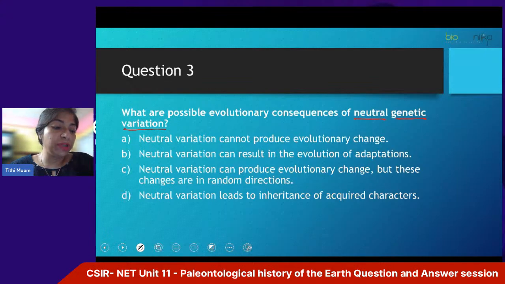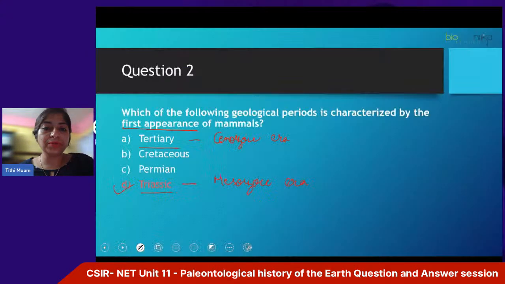Okay, Richa, but period is asked. Just a minute, guys, let me show the previous question. Yes, Triassic is a period. Tertiary is a period, but Tertiary is a period of the Cenozoic era. Remember, the Cenozoic era has two periods: Tertiary, which came first, and then Quaternary. Right now we are in the Quaternary period, whereas the Mesozoic era has three periods: Triassic, Jurassic, and Cretaceous.